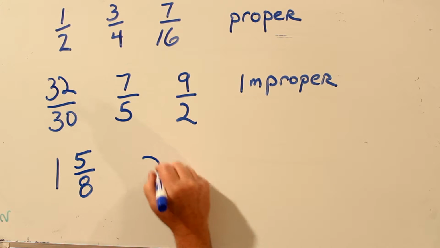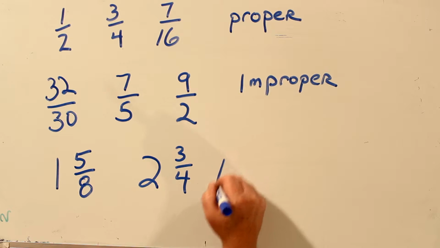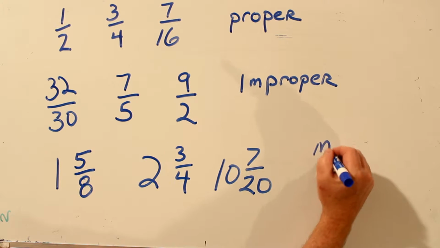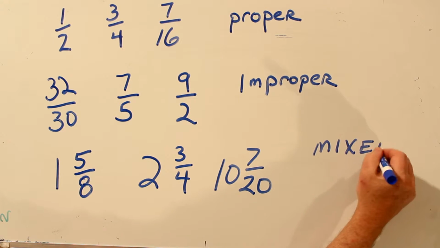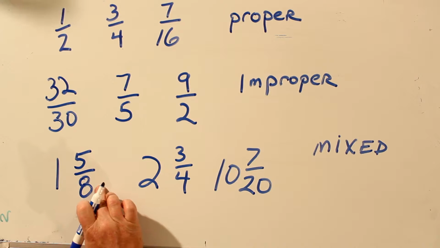1 5/8, or 2 3/4, or 10 7/20. These are mixed numbers. Mixed because they contain both a whole number and a proper fraction.